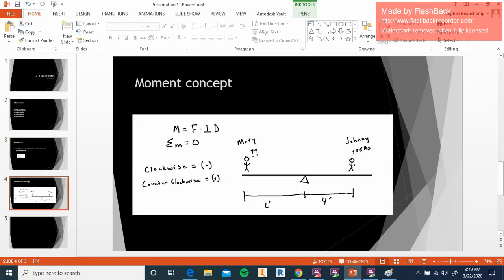So let's look at a basic concept of how this works. Here we have a very familiar little drawing, this little setup here. We've got Mary and Johnny both on a seesaw, and we happen to know Johnny's weight at 125 pounds. We do not know Mary's weight, so we're going to have to work that out. But Mary and Johnny figured out that if we put Mary at 6 feet out on the seesaw, but Johnny was only at 4 feet, the seesaw would stay level. So they're able to use the seesaw as long as they're at the appropriate distances.